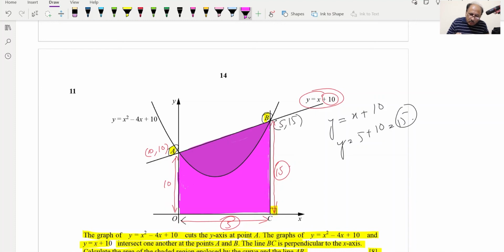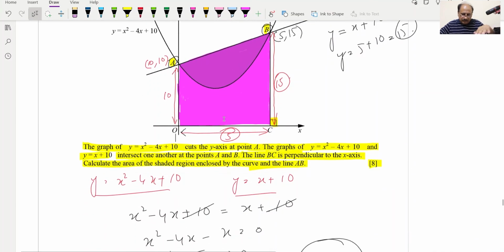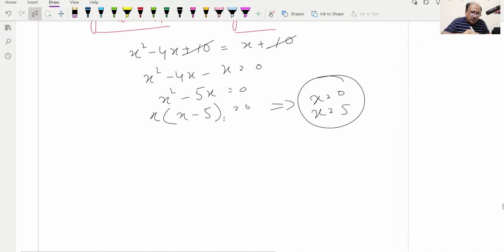So this is whole trapezium area, and this trapezium area, how we will find? We can find by trapezium rule. So what we will do, area is equal to 1 by 2 into base into height. 1 by 2 into a plus b into h.